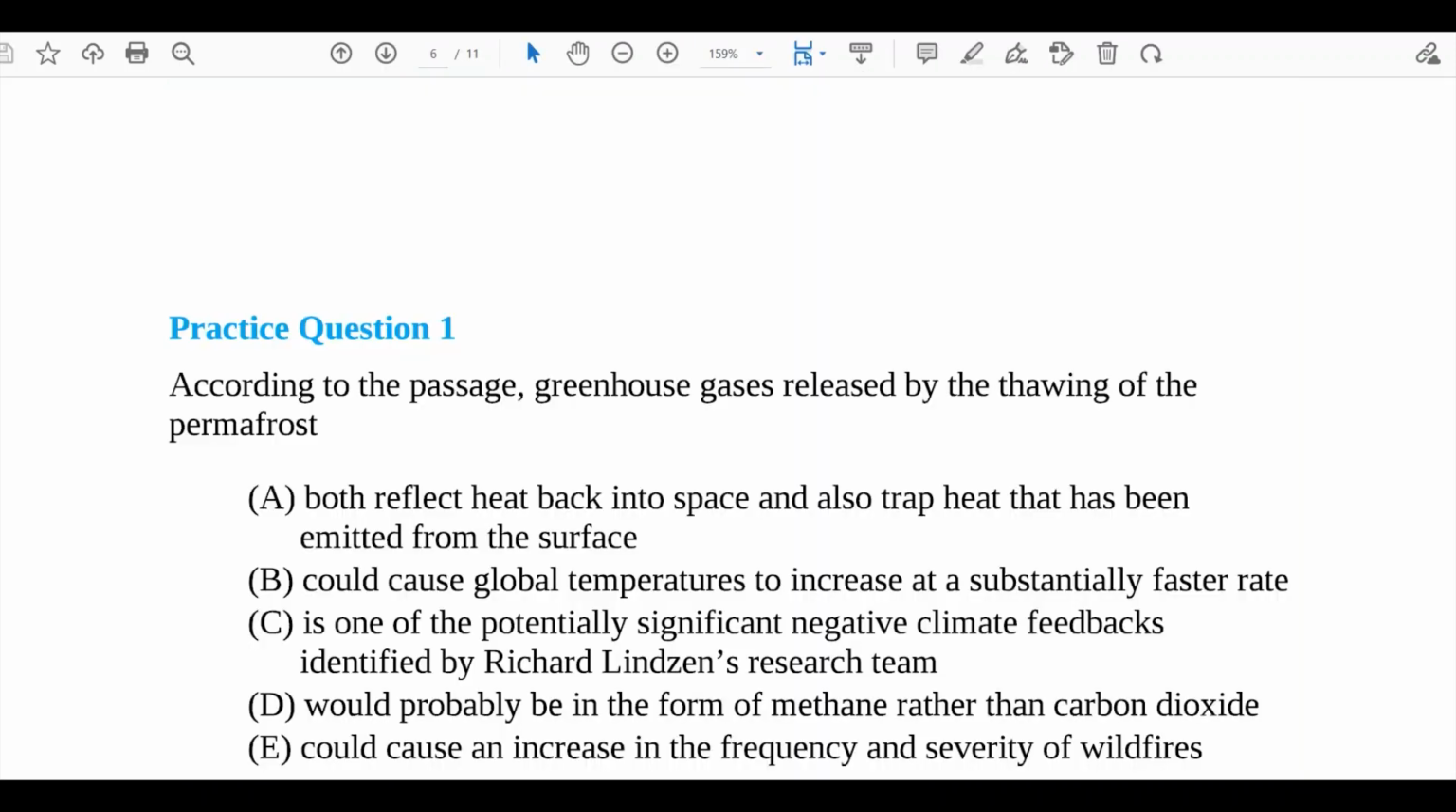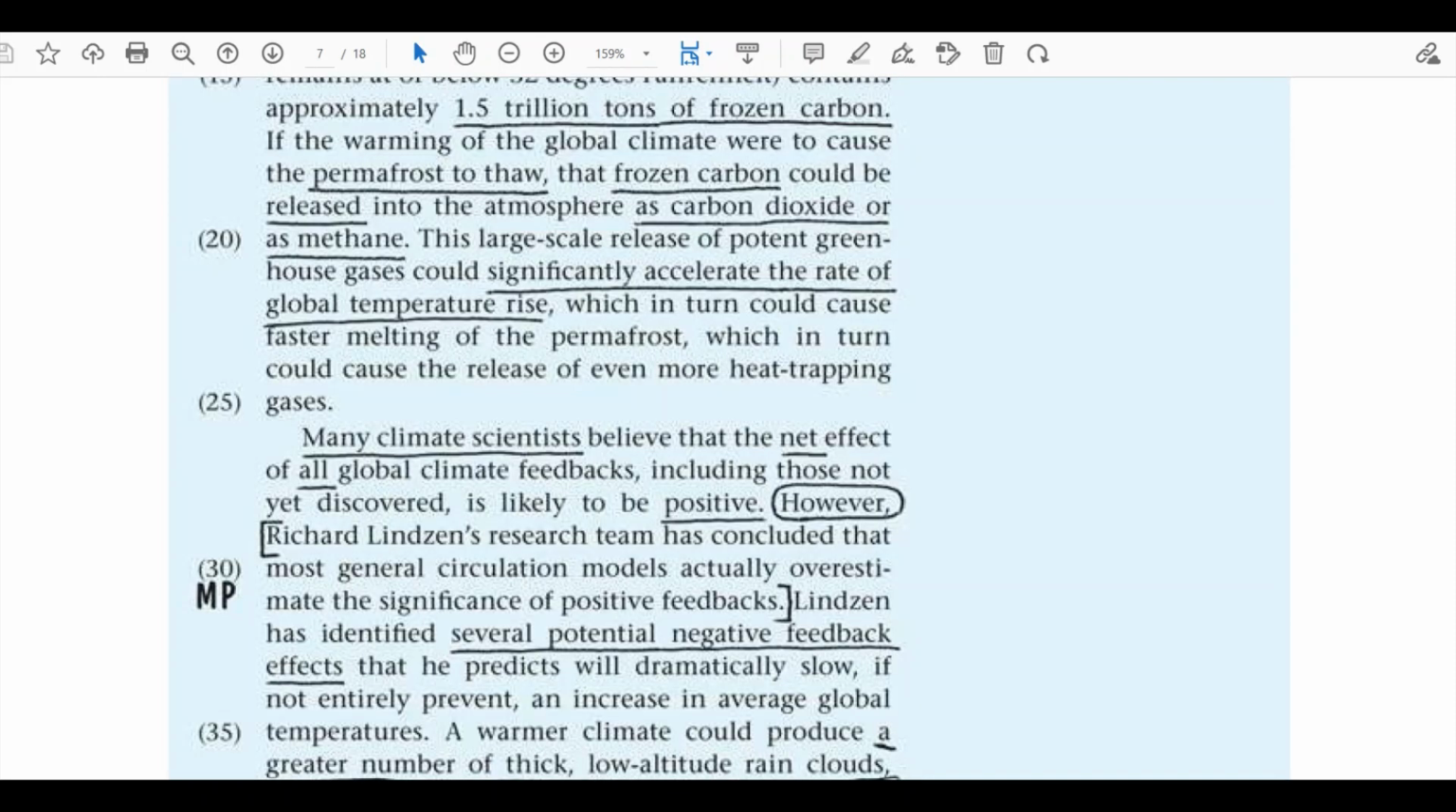Let's move to choice B, could cause global temperatures to increase at a substantially faster rate. Looks good. It paraphrases the content contained in lines 17 through 23 of the passage. So, if the warming of the global climate were to cause the permafrost to thaw, that frozen carbon could be released into the atmosphere as carbon dioxide or as methane. This large-scale release of potent greenhouse gases could significantly accelerate the rate of global temperature rise, which in turn could cause faster melting of the permafrost.